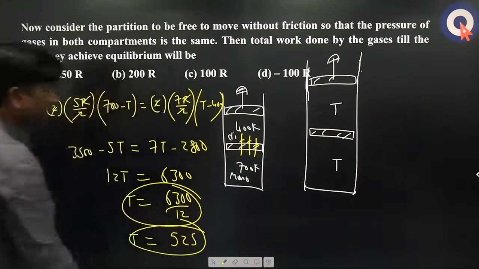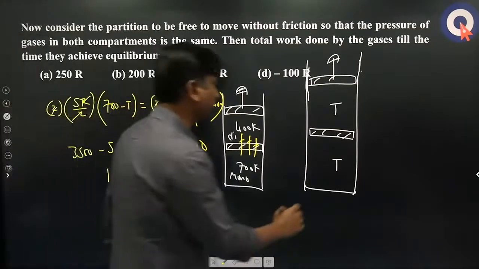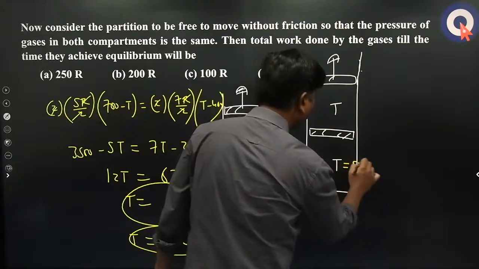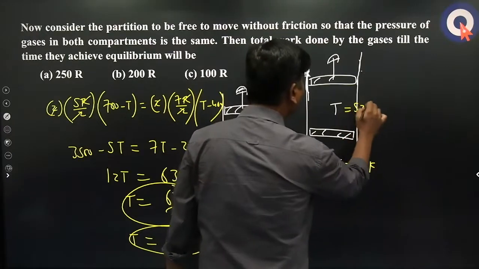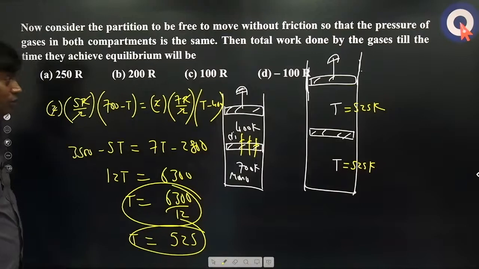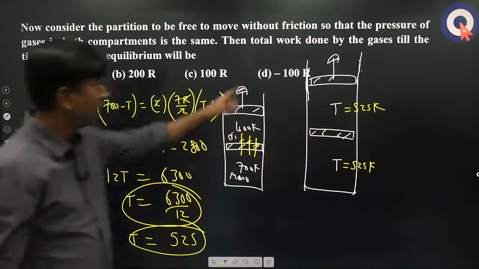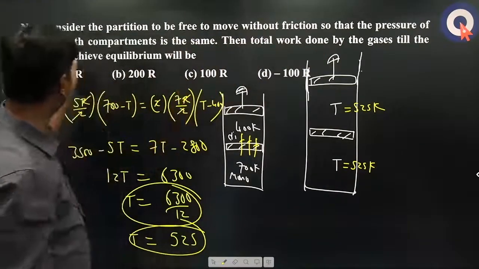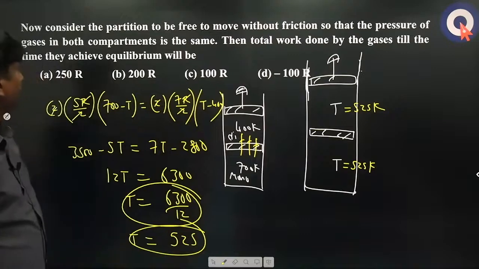525 Kelvin. Temperature is 525 Kelvin. So both the compartments will reach 525 Kelvin. But did they ask the temperatures? Final temperature? No, they did not ask the final temperature. They have asked the total work done by the gases till the time they achieve equilibrium.